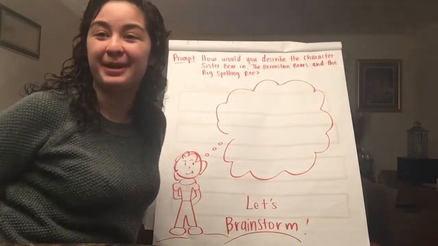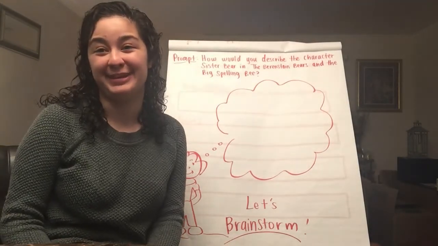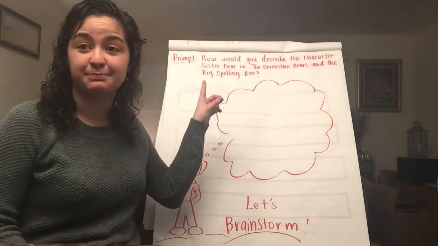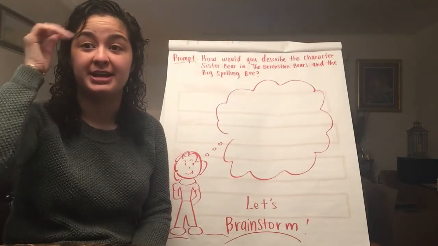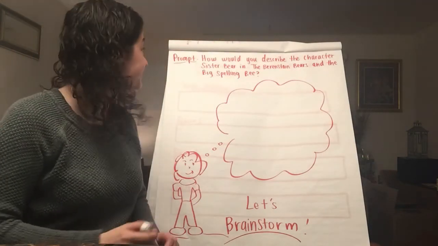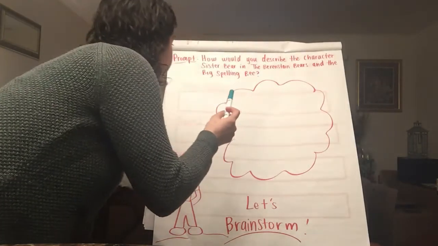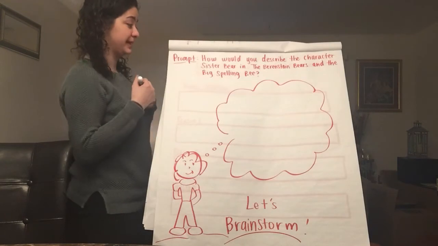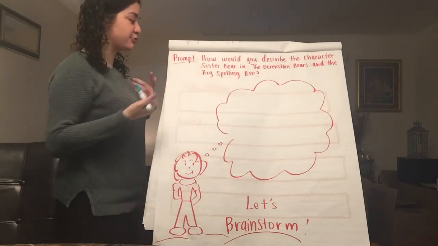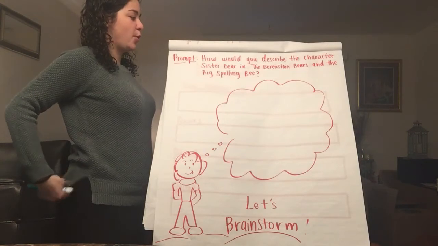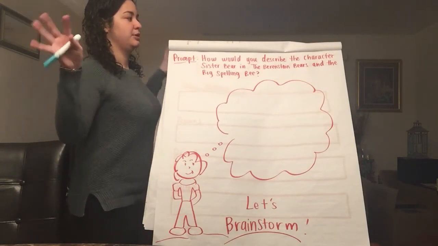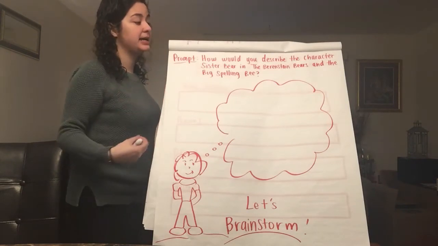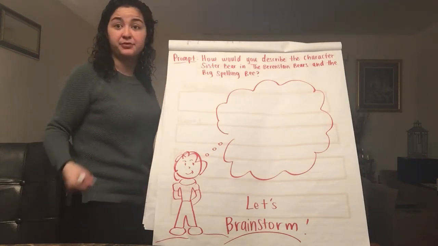All right, friends, and we are back. So by later, I meant later in the video. Okay, so today we are going to be answering this prompt, which is based off of the character that you read in Read Aloud with Mr. Skyer today. How would you describe the character Sister Bear in the Berenstain Bears and the Big Spelling Bee? Now, we have to brainstorm because we need to choose one word that's going to describe what Sister Bear is like, and we're going to back it up with evidence and examples from the book.